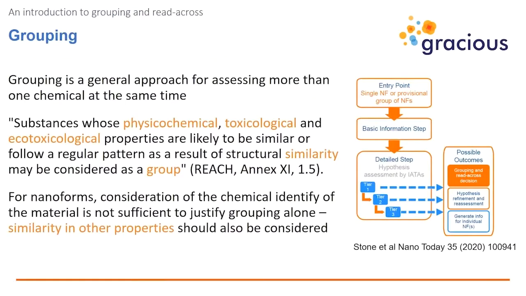Now you will have seen Vicky, Agnes and Nina's presentations before this, so I don't want to go into too much detail about the specifics of what grouping means. Suffice to say that as a recap, grouping is a general approach that allows us to assess more than one chemical at once. And importantly, when we consider nanoforms, more than just the chemical identity should be considered. Other properties need to be discussed, because a nanoform may also have a specific size, shape, or surface chemistry, as well as the chemical identity of the material itself.